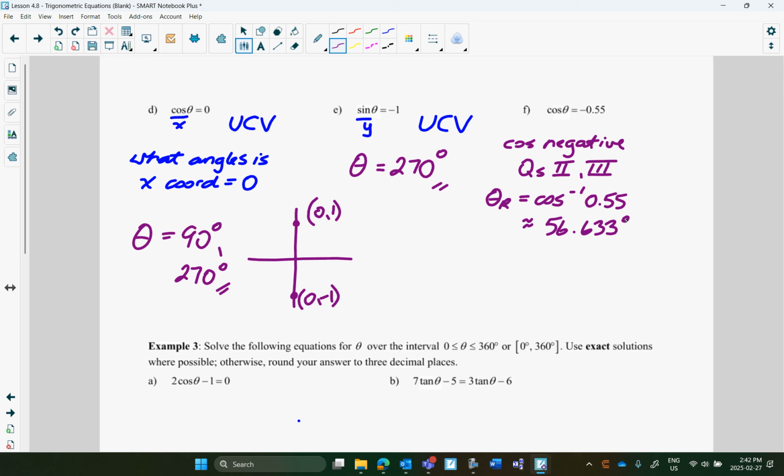Why am I throwing this out? Okay, how about from the actual angle? 180. 180 minus the reference angle in quadrant 2. And you would get 123.367 degrees.